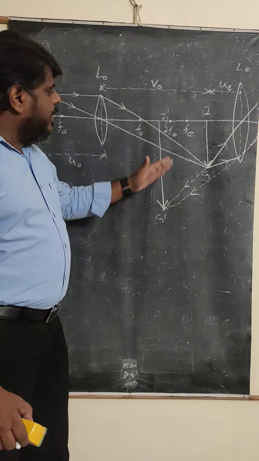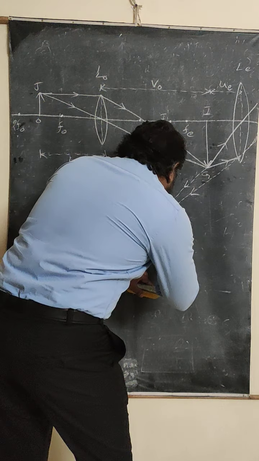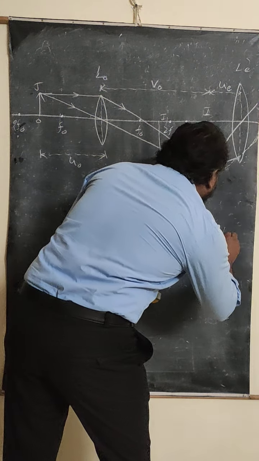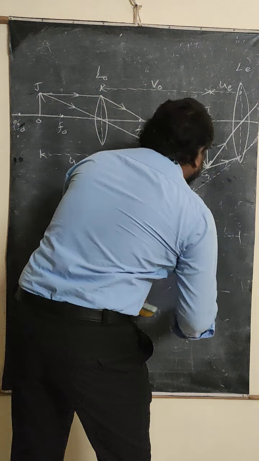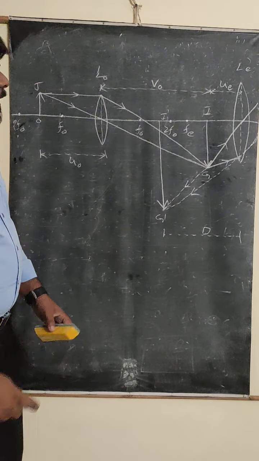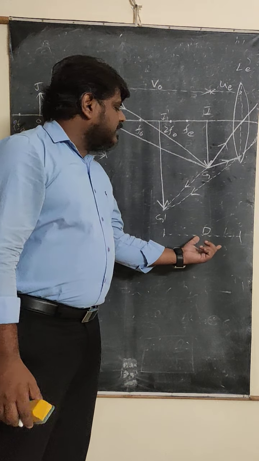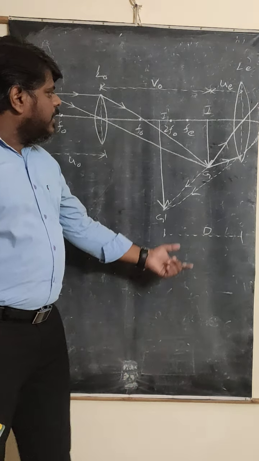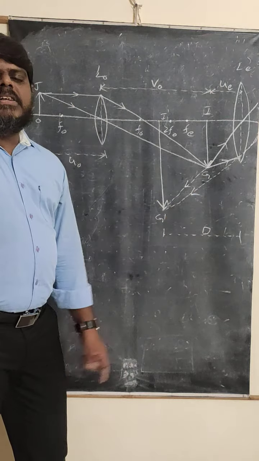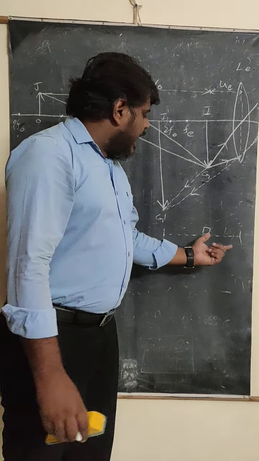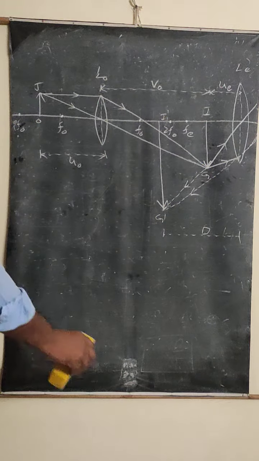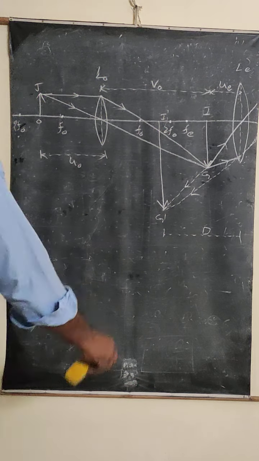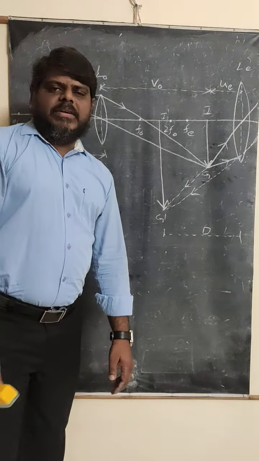So in this way the image is going to be produced, and this image distance is represented by capital D. This distance is called the least distance of distinct vision, and the final image is produced there. So this is the diagram part completely, and these are the changes that are produced in the process.